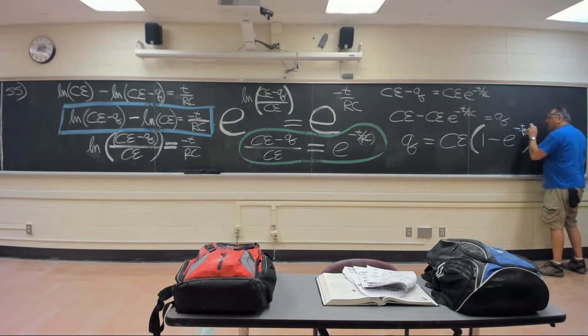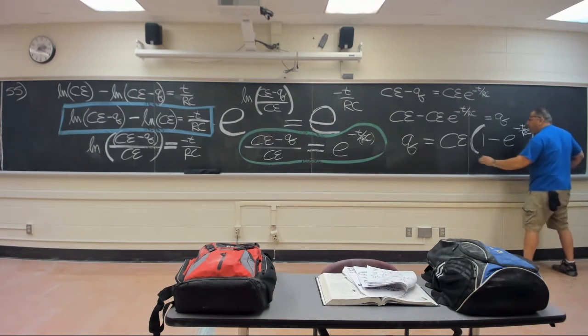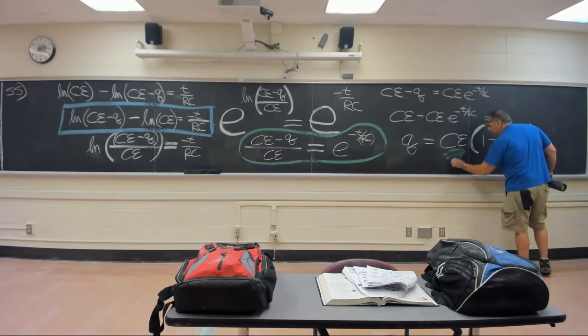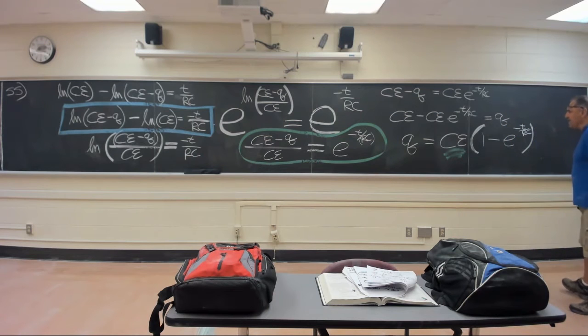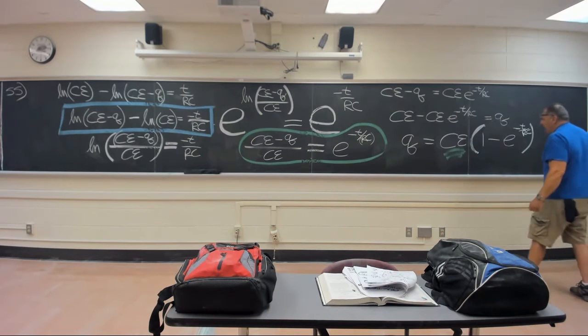As time gets bigger and bigger and bigger, the functional value goes towards 0. 1 minus something close to 0 is the entire charge that would be on the capacitor if the capacitor was fully charged.